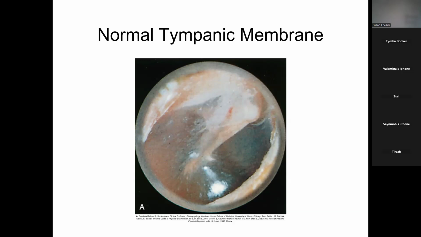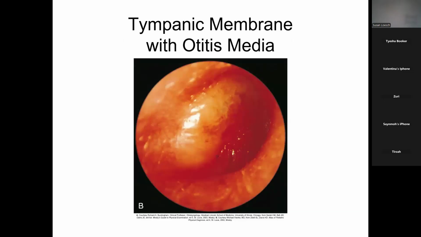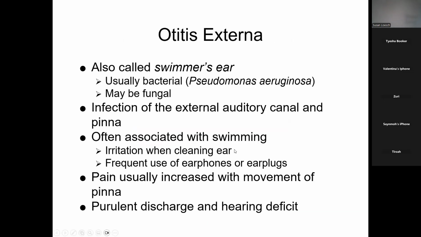So that's your normal tympanic membrane. And again, they describe that as like a pearly gray sort of look. And then otitis media is red and bulging. All right, there's your swimmer's ear. Again, usually bacterial from swimming or use of those earphones. They can have pain with it.